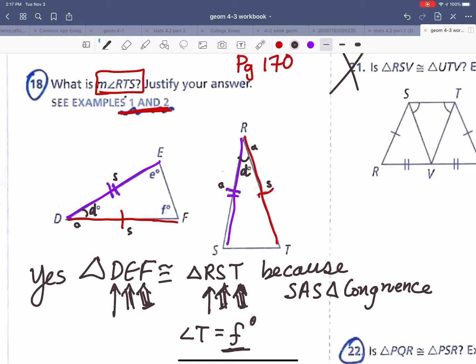Now it asks, what is this angle? If we order it in the same way, if I call it DEF, I go across the purple side and then the short side. Notice if I go in that order, I get DEF is congruent to RST. So I need this third angle F to match the third angle T. That's why this would be angle F. These would be the match.